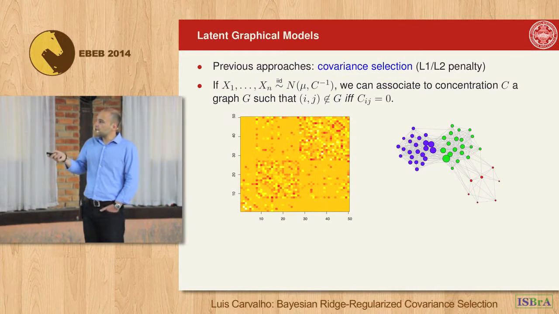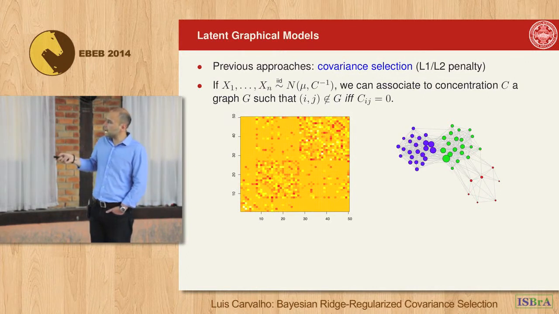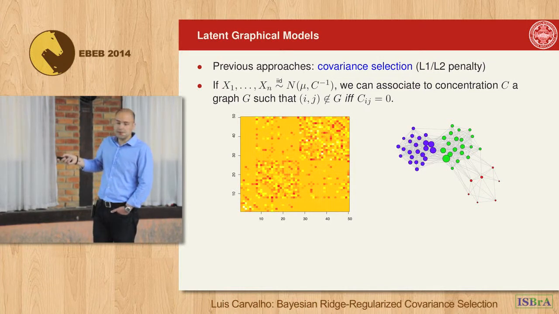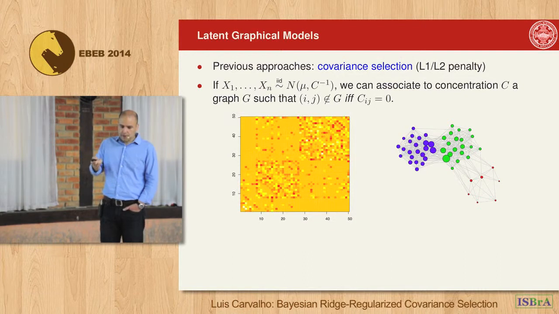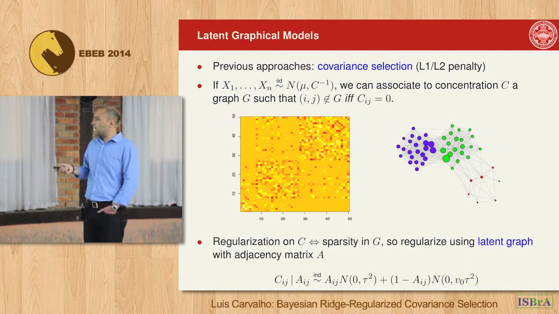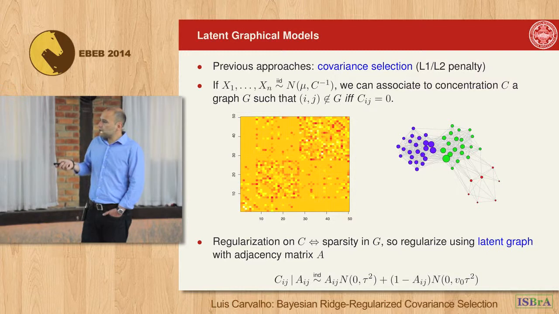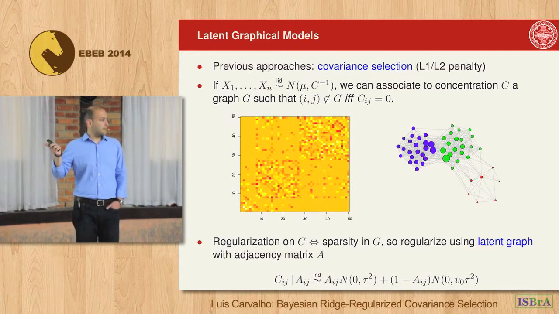So for instance, associated to this specific concentration matrix, I have this graph here. Those components here in the beginning correspond to this red cluster. These components on this big block here correspond to the green, and these components here and this block here correspond to the blue nodes. Okay, so that's how we do this correspondence. And why is that useful? Well, that's useful because if you want to induce regularization on the concentration matrix C, that means you want to induce sparsity in that associated graph. And how do you induce sparsity in this case?